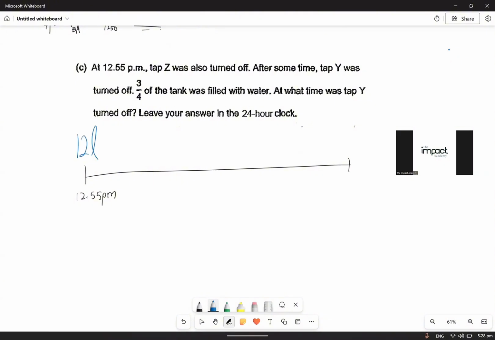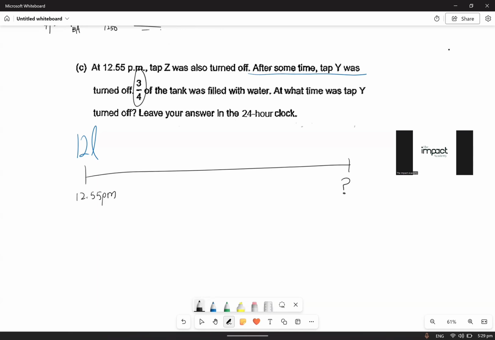Okay, very good. So tap Z was also turned off. Is that a good thing? Tap Z takes away water, right? After some time, so 12 liters, tap Z turned off. It is not going to take water out anymore. Tap Y will just keep putting in water until when? We don't know until when exactly in terms of time, right?